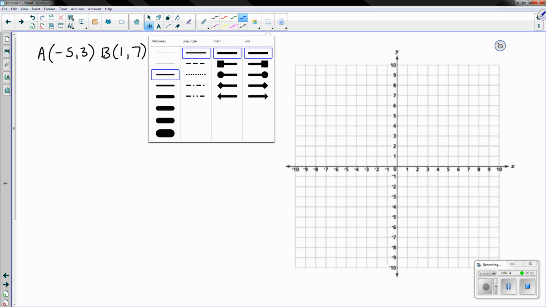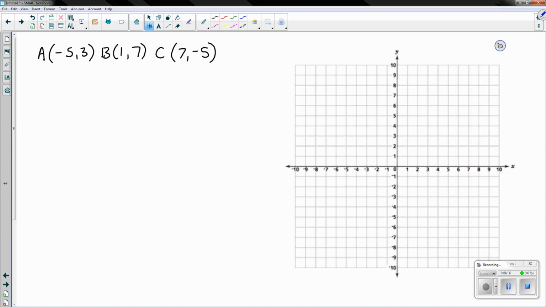I'm going to plot those to start. So -5, 3. We're going to do 1, 7, and 7, -5. So there's our triangle. Now, as we mentioned, to find the point of concurrency for our perpendicular bisectors, we have the luxury of picking any two sides we want to use and finding the perpendicular bisectors to that. So let's do the perpendicular bisector to AB to start.